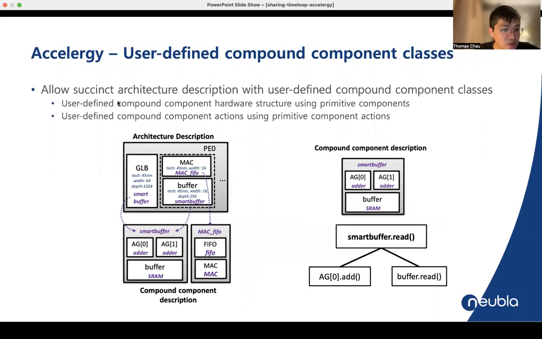Therefore, Accelergy allows user-defined compound component classes to represent the architecture. For example, a smart buffer class is defined as a compound component of hardware structure to capture primitive components such as address generator and buffer. Also, the read action of the smart buffer is described by a combination of primitive components, which are the add of the address generator and the read of the buffer in this example.